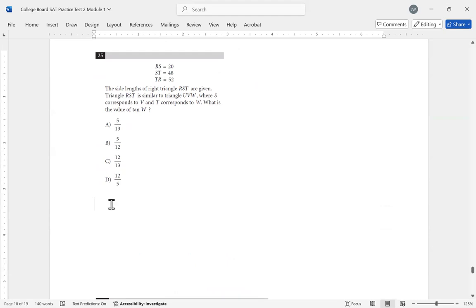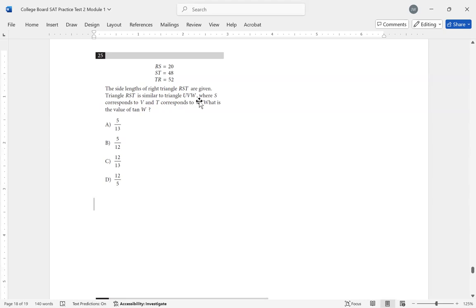The side lengths of right triangle RST are given. Triangle RST is similar to triangle UVW, where S corresponds to V, T corresponds to W. What is the value of tangent of W? So this is a right triangle, and RST is going to be similar to UVW.